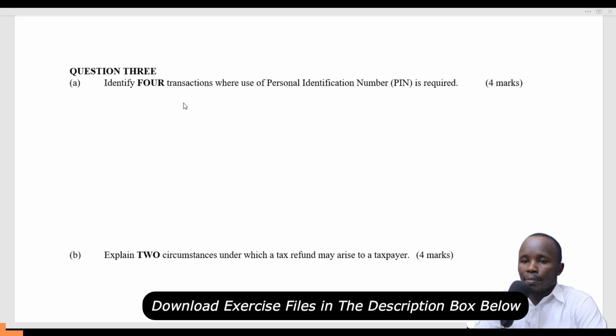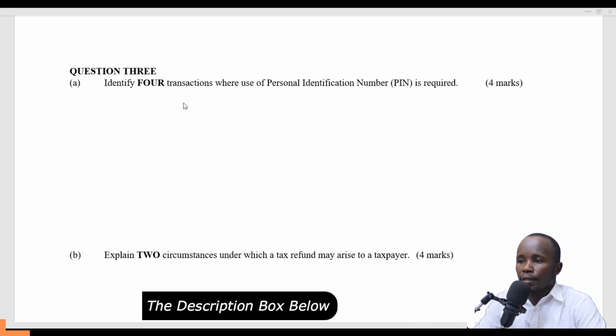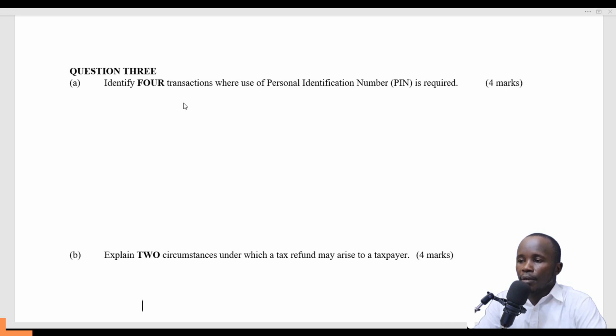Question number 3A reads: identify 4 transactions where use of personal identification number, that is PIN, is required. Where do we need KRA PIN in our business or day-to-day transactions? These are the areas where we require KRA PIN. One, you require KRA PIN during registration of titles.